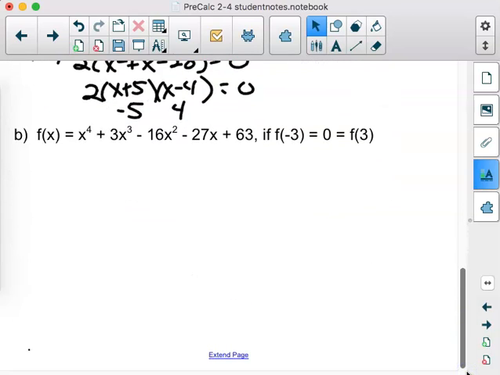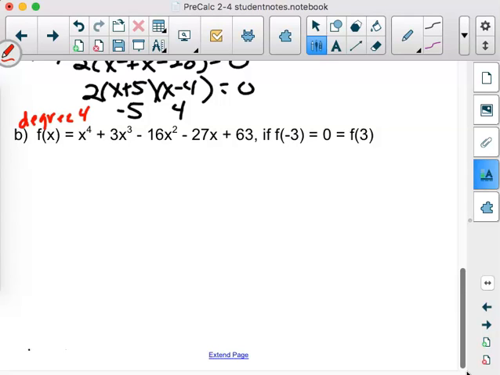And this one says f of x equals x to the 4th plus 3x cubed minus 16x squared minus 27x plus 63. And look at that. They're giving us 2 of them this time. We have f of -3 equals 0 and f of 3 equals 0. So I start with the fact that it is a degree 4 polynomial.